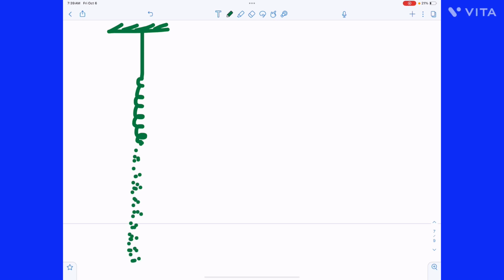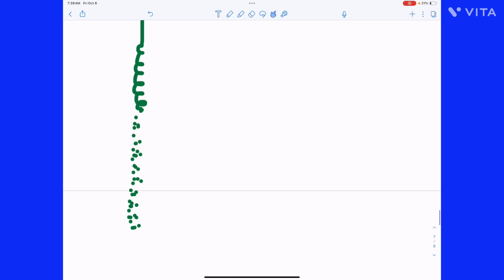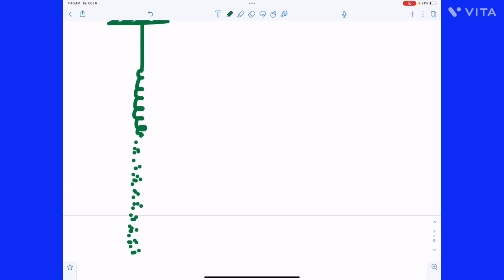In the same spring, when we hung a mass of 30 grams, the total length produced was 16 centimeters. So this is the original length of the spring, L1. But another extension will be produced when we hang a mass of what? When we hang a mass of 30 grams.